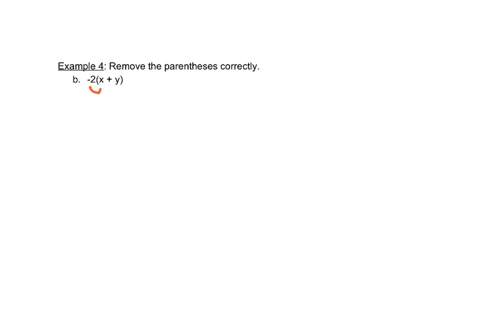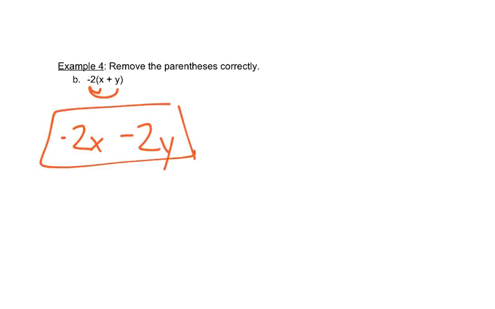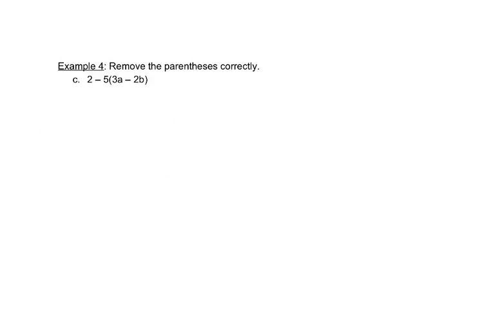Here we have a negative 2 times x, or negative 2x, and a negative 2 times y, which gives negative 2y. So here we need to be really careful because the order of operations says that we multiply before we add or subtract. So this 2 out in front just stays out in front.